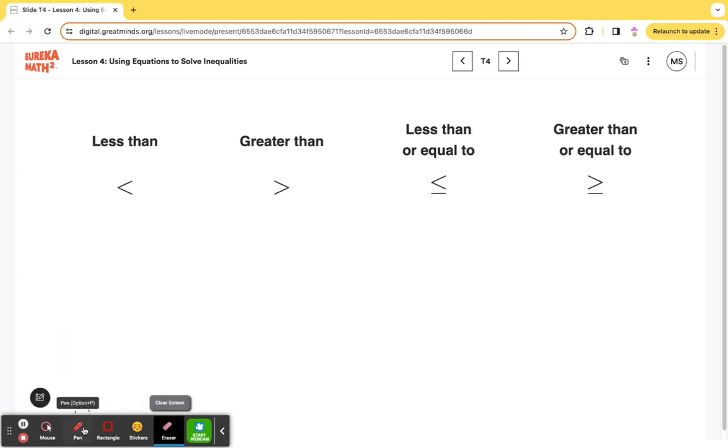All right, so just a reminder of all of the symbols. This, of course, means less than, greater than, less than or equal to. So if we were graphing these on a number line, instead of having an open circle, we would fill that circle in to include whatever number we're talking about, for less than or equal to, greater than or equal to. Whereas on the greater than or less than, when we're graphing those solutions on a number line, we would keep these open circles.